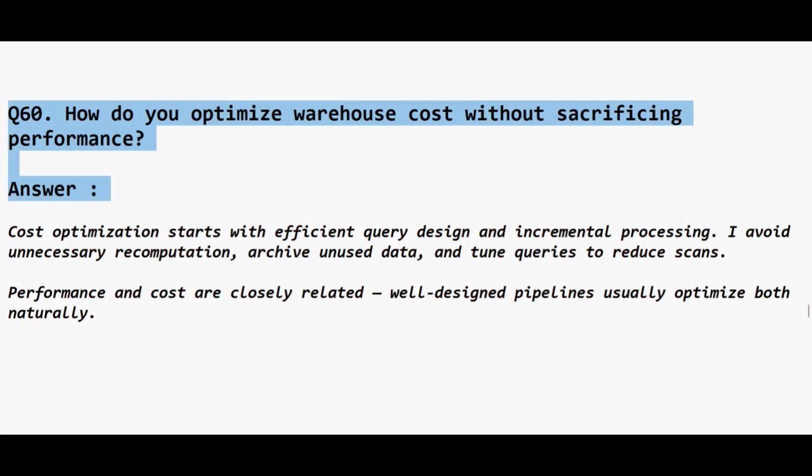Question 60. How do you optimize warehouse cost without sacrificing performance? Answer. Cost optimization starts with efficient query design and incremental processing. I avoid unnecessary recomputation, archive unused data, and tune queries to reduce scans. Performance and cost are closely related. Well-designed pipelines usually optimize both naturally.